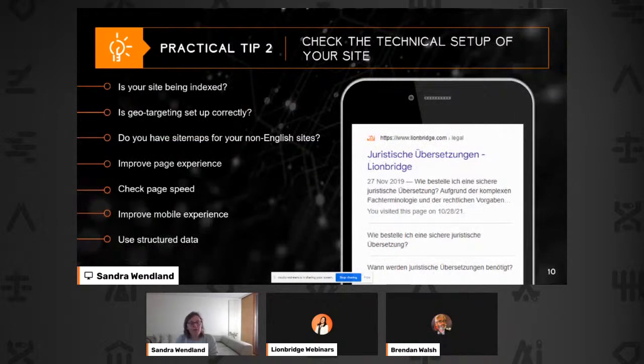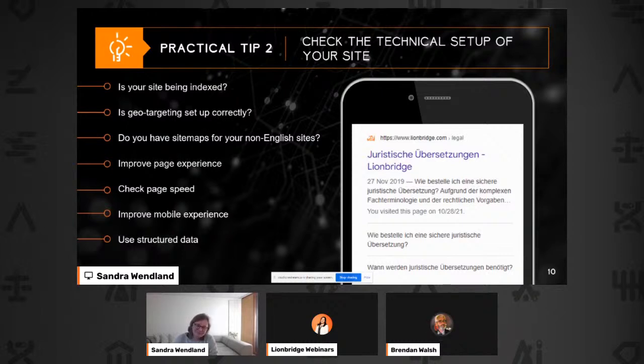Moving on, one of the important things, besides developing high quality content, is check your technical SEO. Make sure there's nothing interfering or hindering your pages from showing in Google. And I have a question for you, Brendan. What is the most common technical issue on large multilingual corporate sites that you encounter?